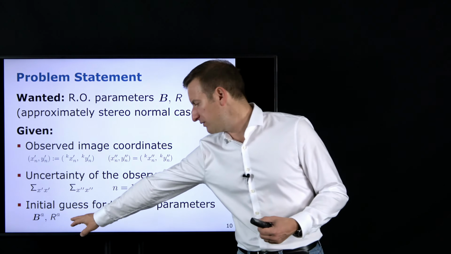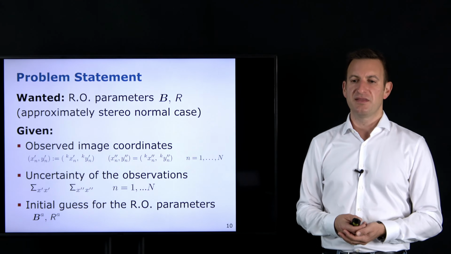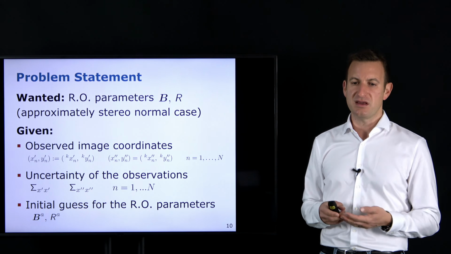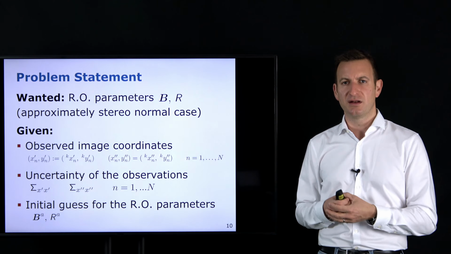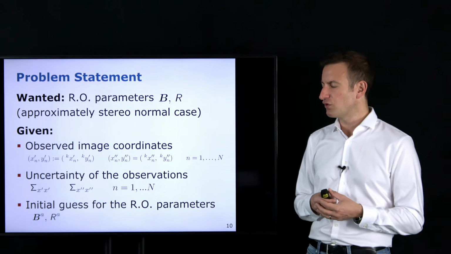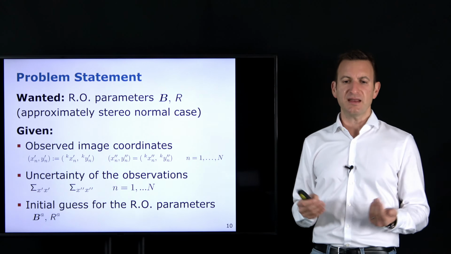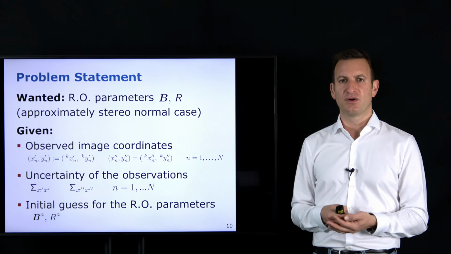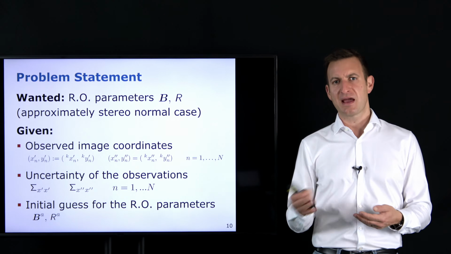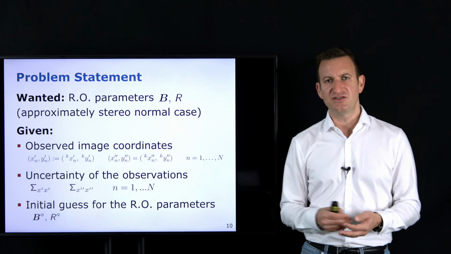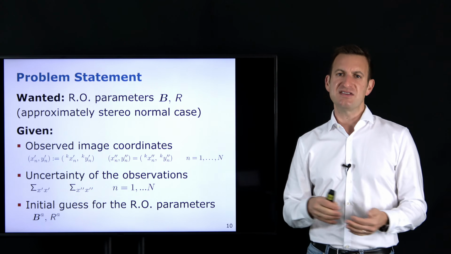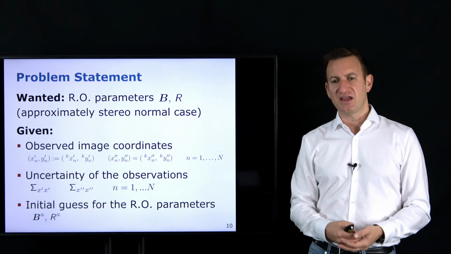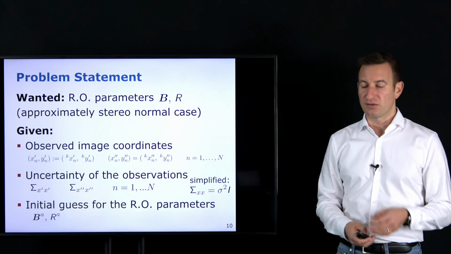And we assume we have an initial guess, and we assume here that this initial guess is the stereo normal case. That means we have only a shift vector, a baseline vector, in the x direction, and the initial guess for the rotation of the second camera with respect to the first camera is the identity matrix, because we assume that both cameras look in the same direction, at least approximately, and this is our starting initial configuration.